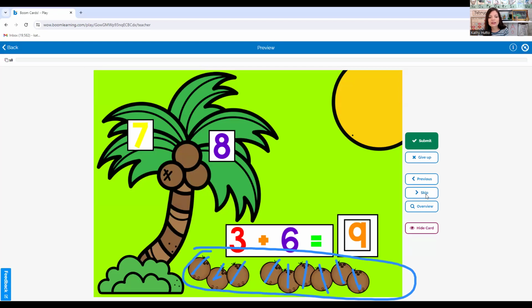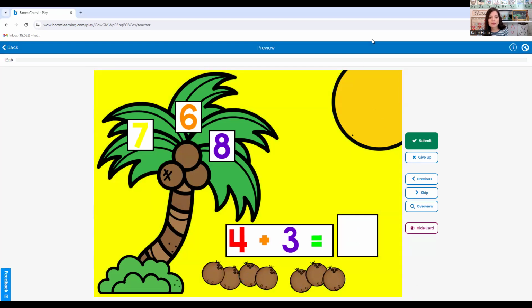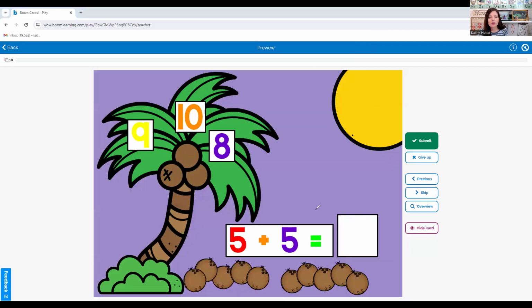Okay, let's do the next one. 4 plus 3. 1, 2, 3, 4, 5, 6, 7. 4 plus 3 equals 7. Right, next, what is 5 plus 5? You might already know this one without counting. 5 plus 5 equals 10. But let's count just to double check. 1, 2, 3, 4, 5, 6, 7, 8, 9, 10. 5 plus 5 equals 10.